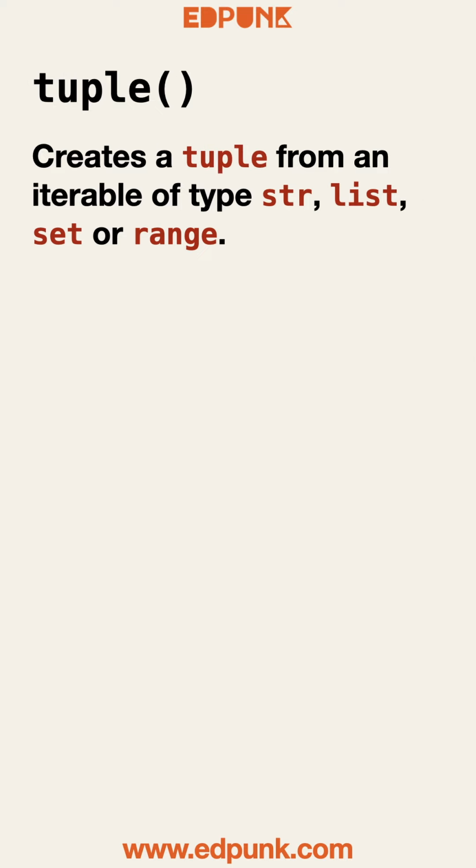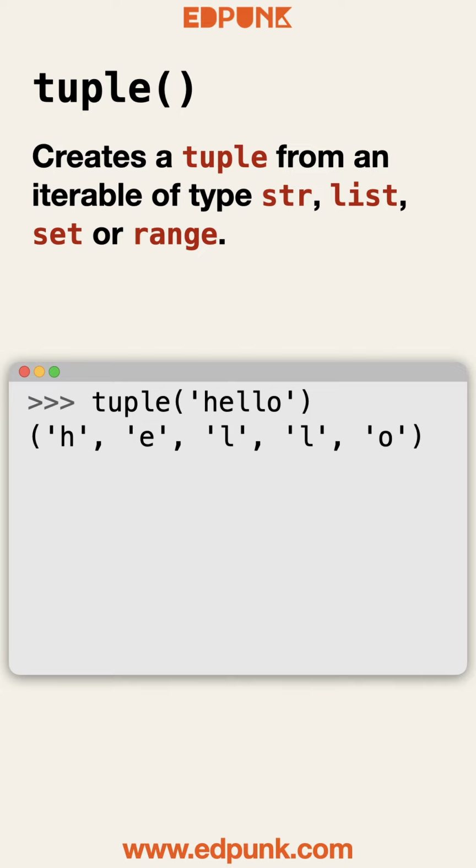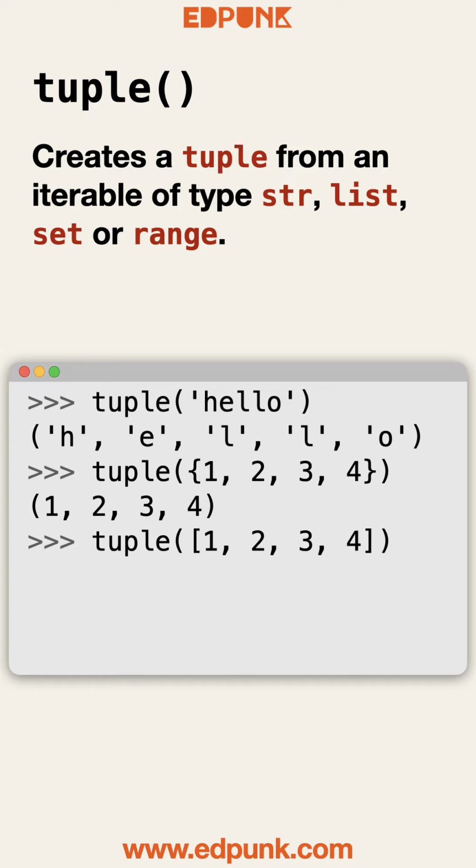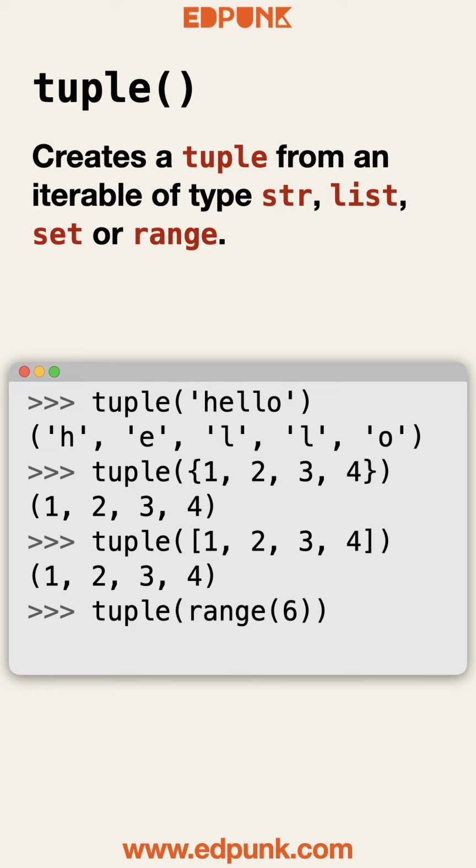Just like the list function, the tuple function can also be used to create a tuple from any iterable like string, list, set, or range. For example, the string hello is converted into a tuple comprising each individual character of the string. Similarly, a list or a set containing the items 1, 2, 3, 4 is also converted into a tuple containing the same items. A range object can also be converted into a tuple of integer sequence as per the given range, which in this case is 0 to 6, excluding the upper bound.